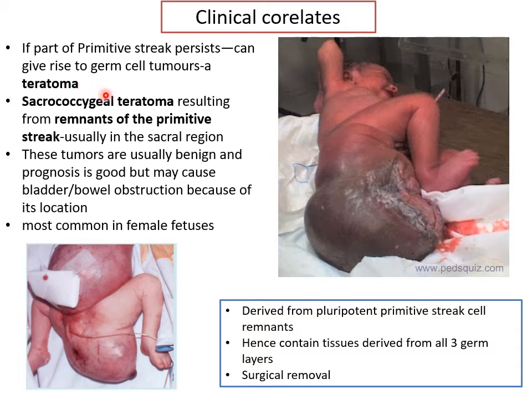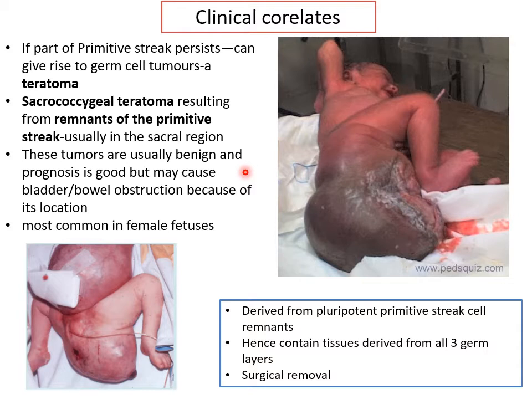Most commonly you can see it in the sacrococcygeal region. See how huge in this upper baby or even in the lower baby. It is called a sacrococcygeal teratoma, which can result from the remaining primitive streak. See, it regresses from cranial to caudal, right? If part of it remains, it can become a big tumor like that. They're usually benign, but see how they can grow. And once you remove it, the prognosis is good.